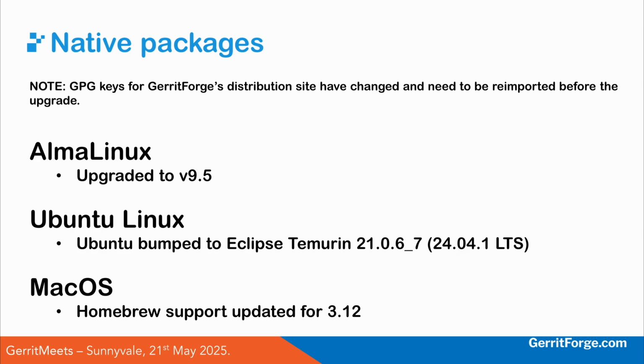Native packages. So the GerritForge distribution keys have changed and need to be imported before you upgrade. But otherwise, AlmaLinux has been upgraded to v9.5. Ubuntu Linux has also been updated. And then macOS, I don't know if people remembered that we've added brew support to install Gerrit. So you can do brew install gerrit or brew install gerrit@3.12, and it will install an example setup for you. And so that's also been updated to support Gerrit 3.12 and all the previous versions. So that's the admin out of the way.